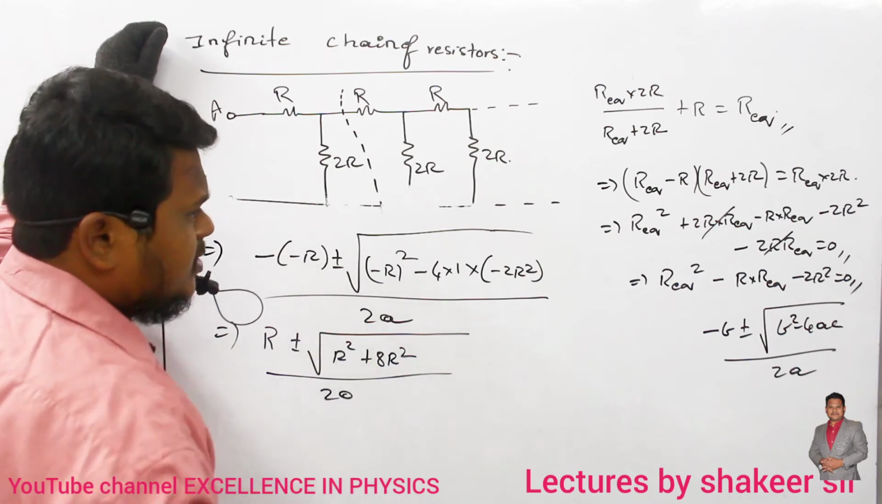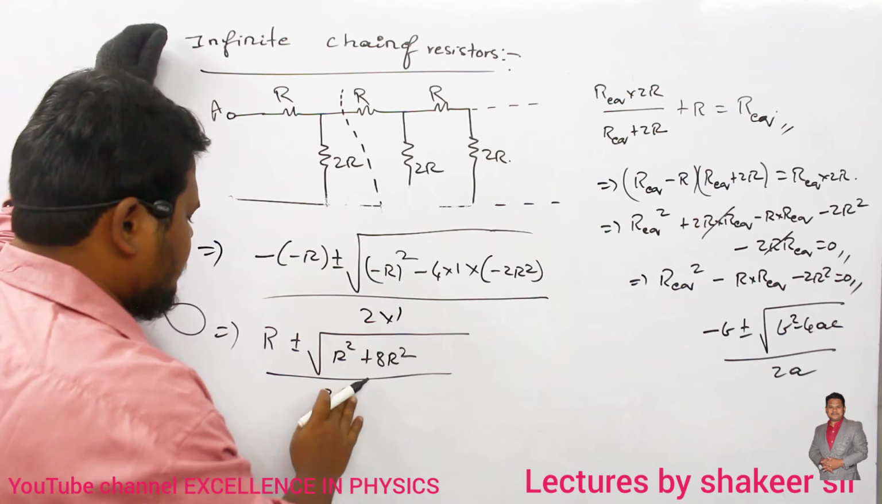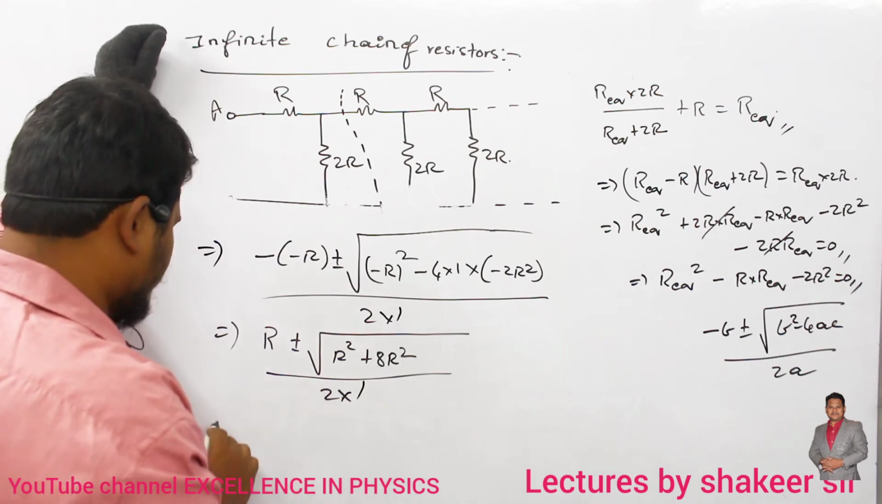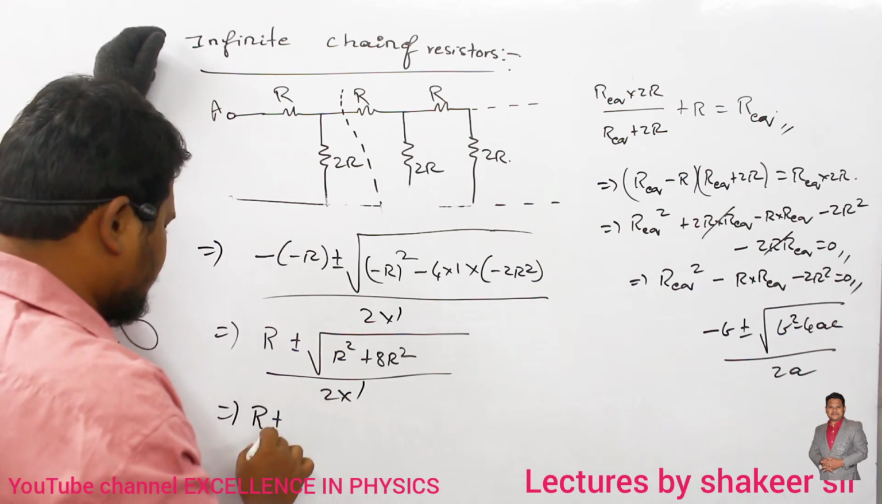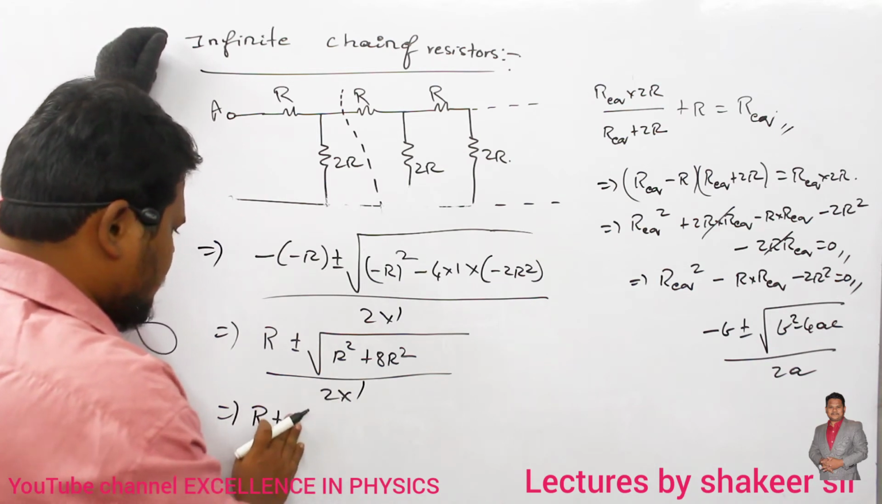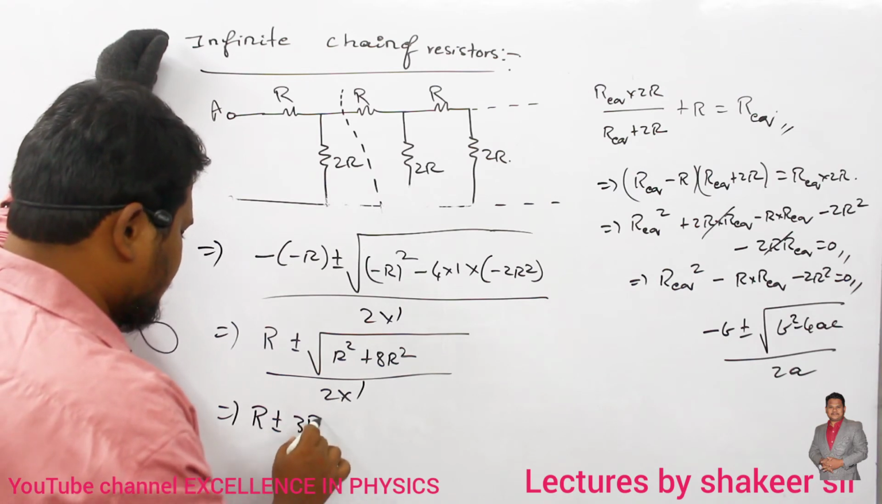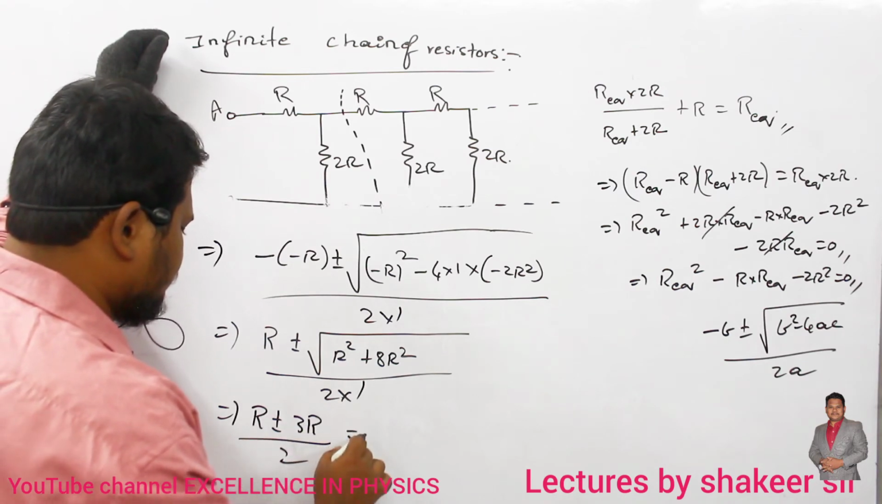2a. A term is how much? A is 1, no? A value is 1. Okay. So therefore R plus or minus square root of 9R square. Square root of 9R square is 3R. So divided by 2. Okay.